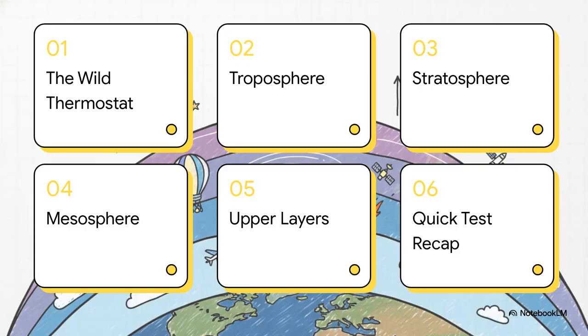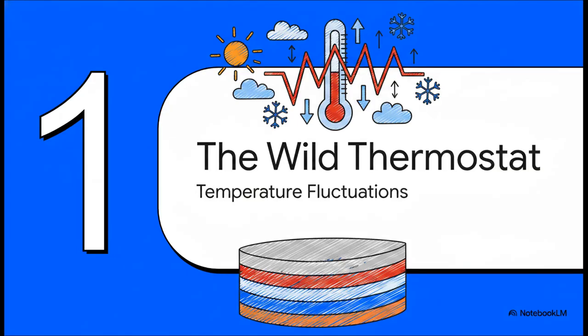Here is our flight plan for today. We'll start with the wild thermostat, hit the troposphere, the stratosphere, the mesosphere, the upper layers, and finally, we'll lock it all in with a quick test recap. All right, let's jump right into part one, the wild atmospheric thermostat.